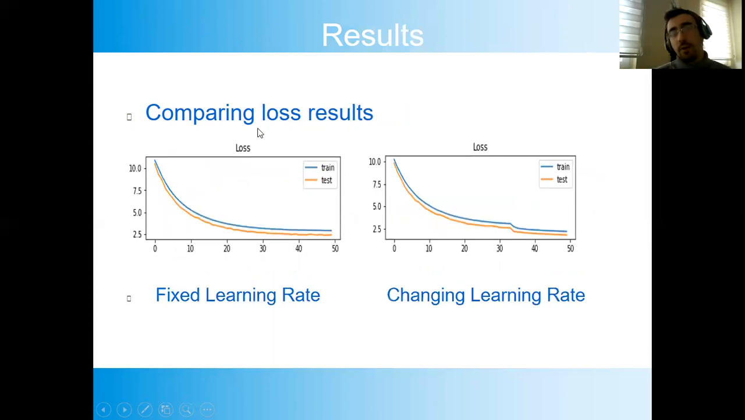I also compared the loss results, that is, the loss of the model. So you see here the loss of the model for the first model decreased. For the second model, it also decreased very much after the 34 epochs. So changing the learning rate also helped in terms of the loss of the model.